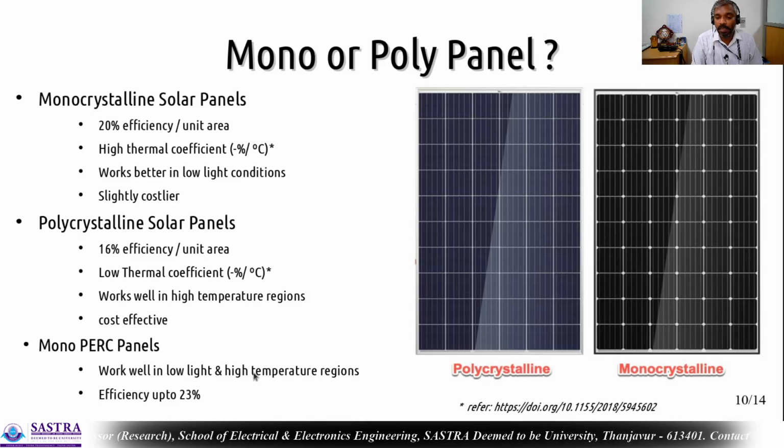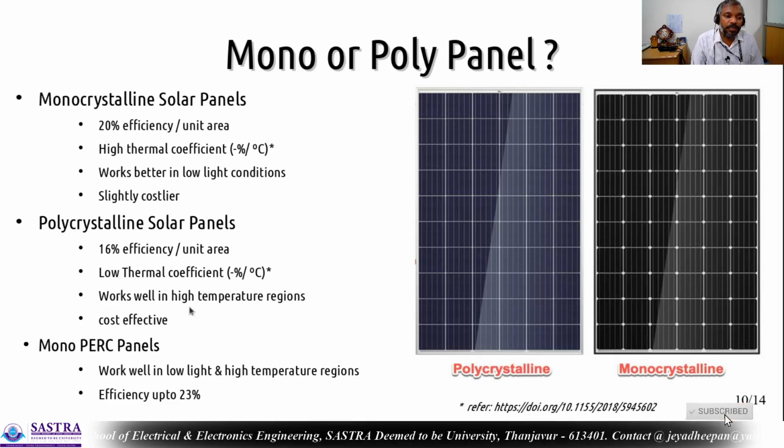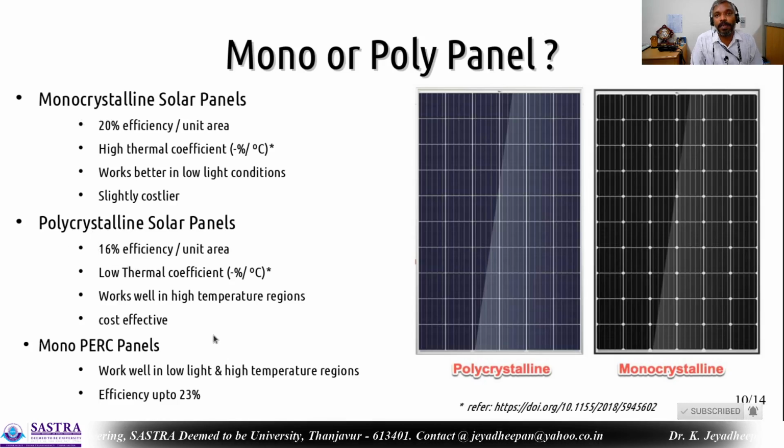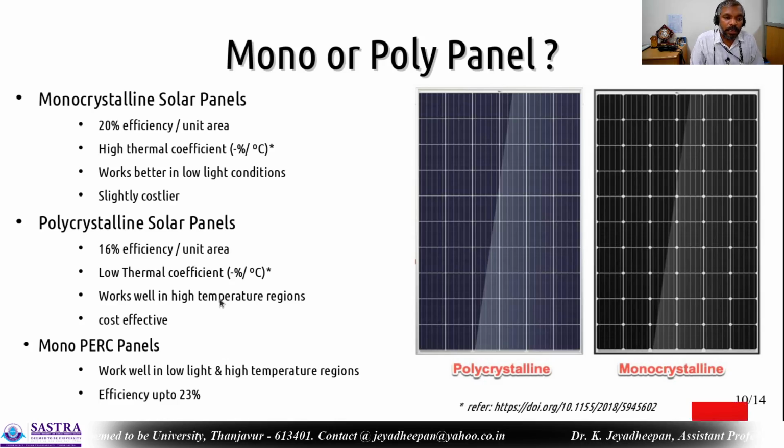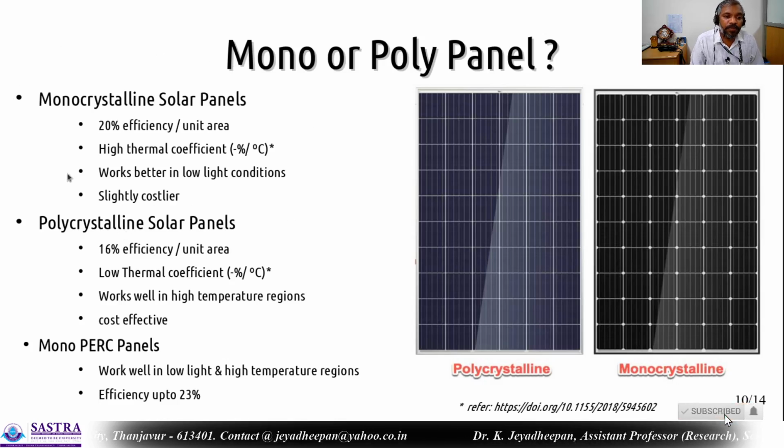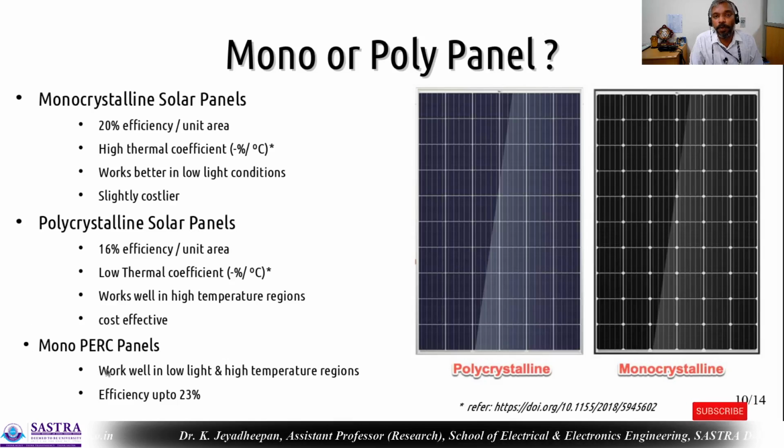23% also. Okay, so based on our initial investment, we can go for either polycrystalline, monocrystalline or Mono-PERC panels, right? So in areas like Tamil Nadu, I prefer not to go for pure monocrystalline panels. Either we can go for polycrystalline solar panels or Mono-PERC panels.